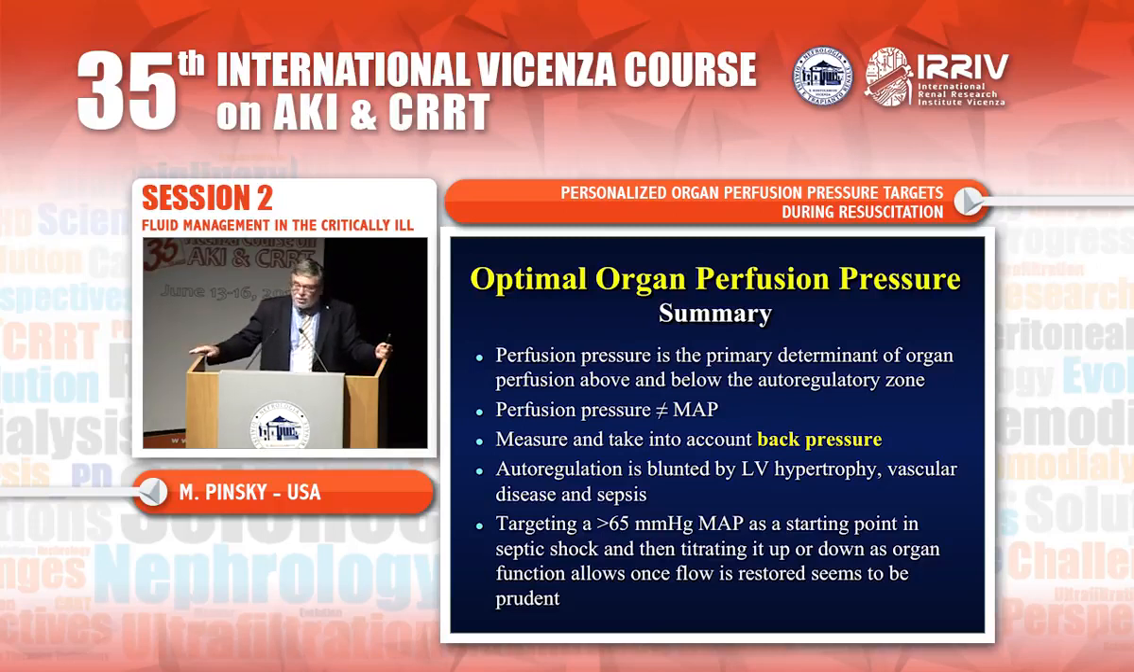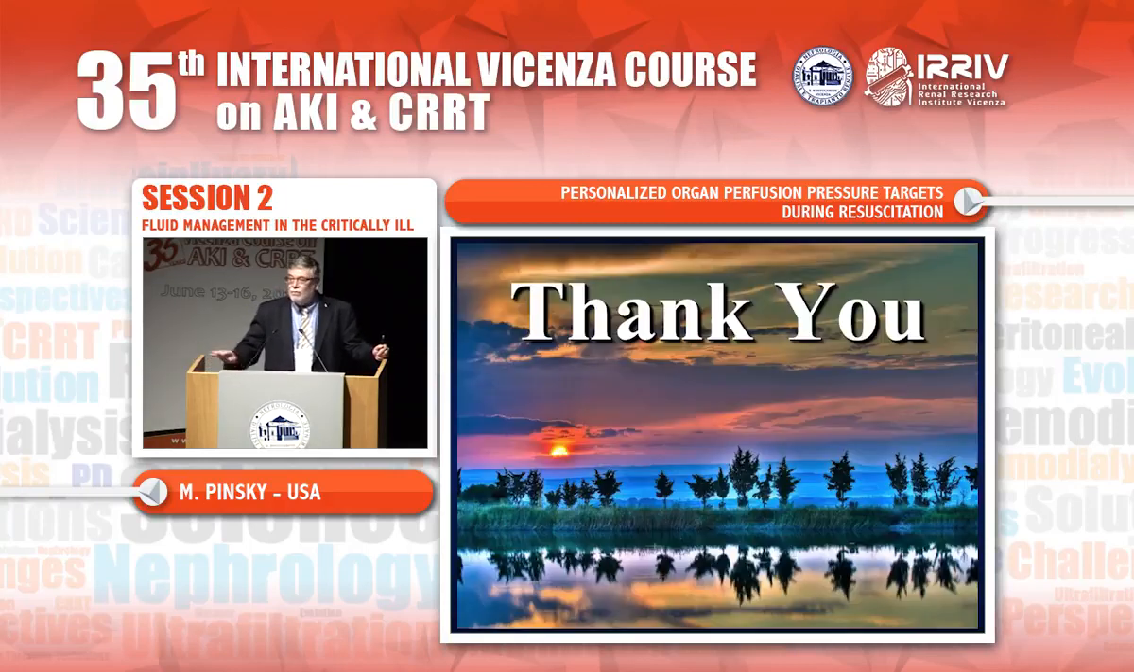And finally, what do I do? I target initially a mean arterial pressure of 65, and then I look at the patient. If they're peeing, conscious, lactate's going down, everyone's fine, I'm happy. But if they're not, then we go up and we measure the back pressure until we identify a perfusion pressure which is adequate. And with that, I thank you for your attention.